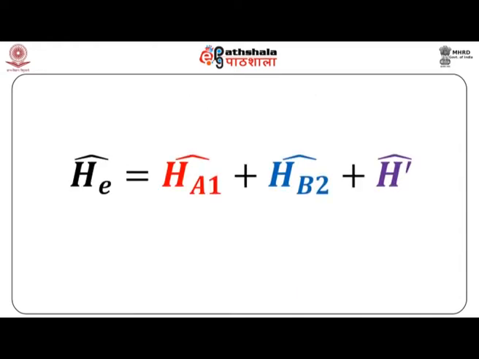And therefore, this electronic Hamiltonian can be written as He cap equals Ha1. That means this takes electron 1 with nucleus A, that is, its kinetic energy term plus its attraction term. And then Hb2, that means electron 2 with the nucleus B. Again it takes its kinetic energy term and its attraction term to the nucleus B. And then the remaining terms are put in H prime cap. So this becomes our electronic Hamiltonian.